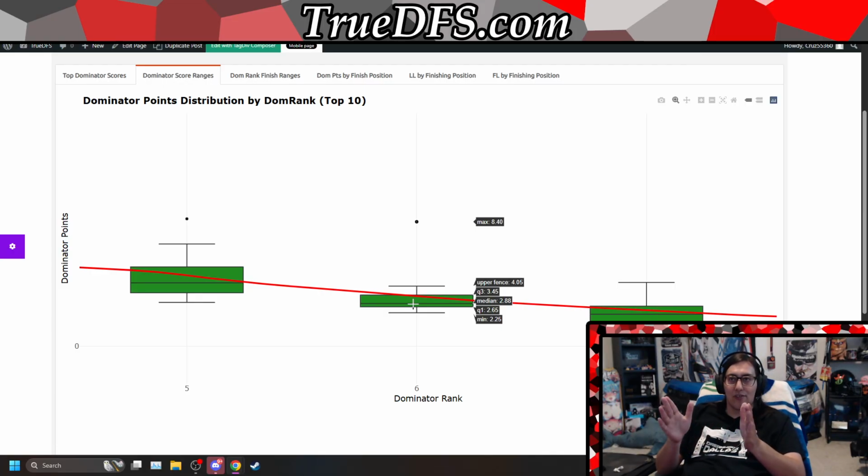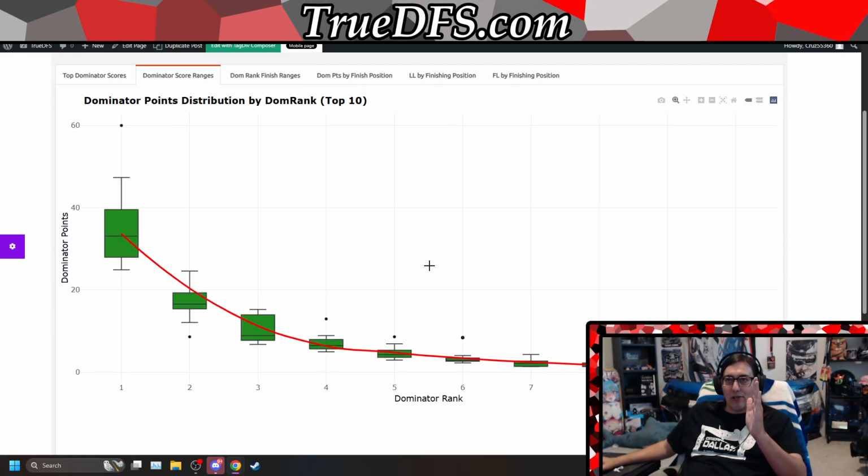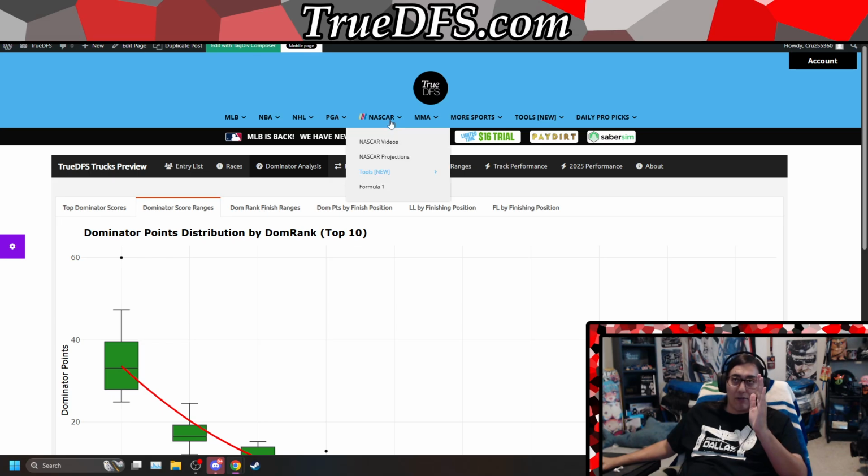You can then look at, say, the points distribution for the sixth dominator on average in these races, which, yet again, is why I don't like using the term dominator. If you're sixth, what is your max if you were the sixth best ranked dominator? Well, it was 8.4 points, median was 2.88, so on and so forth. But it'll give you an idea of where these guys go. And yet again, this can be for all 3 series when we're looking at the dashboards here.